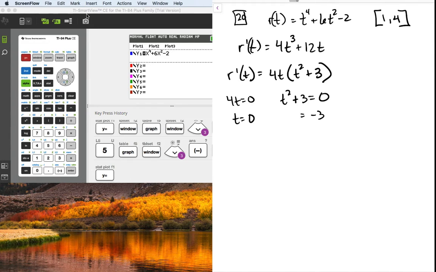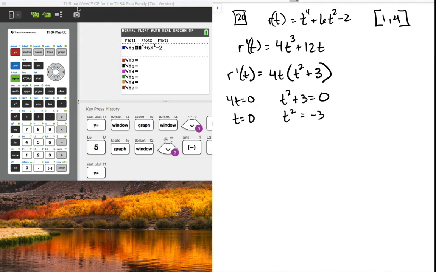That would be negative 3, so t squared equals negative 3. That's going to have to stay that way because I can't take the square root of a negative number. So yeah, that's going to have to be it for that one.